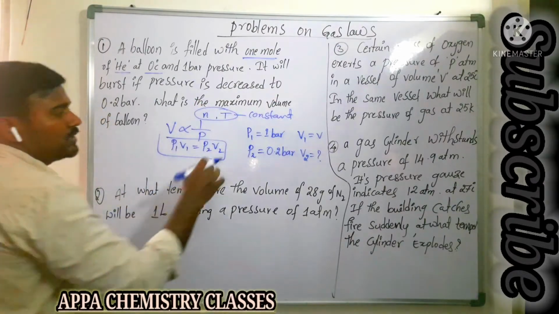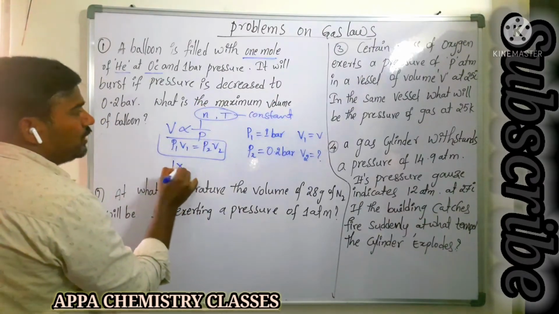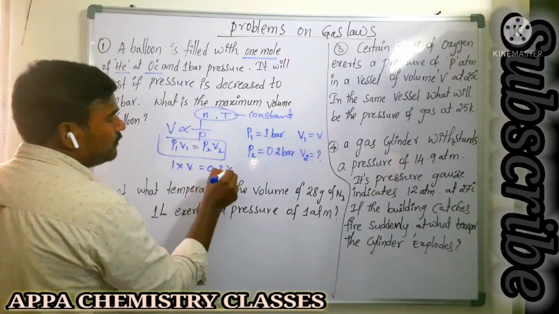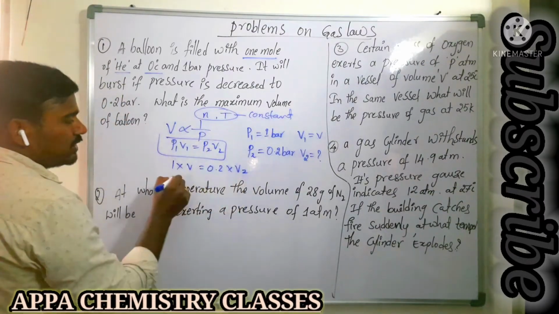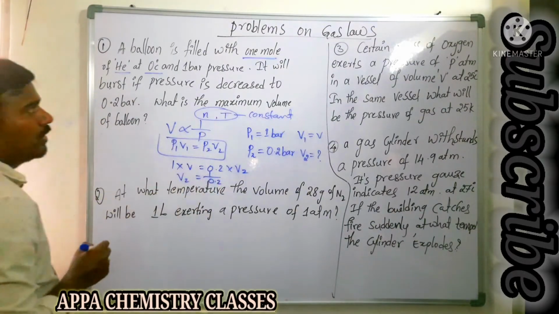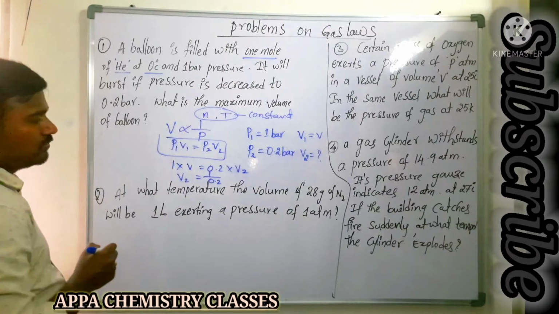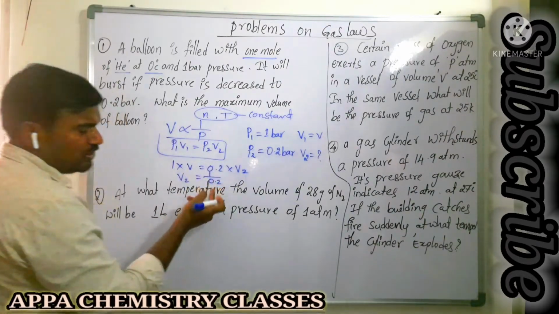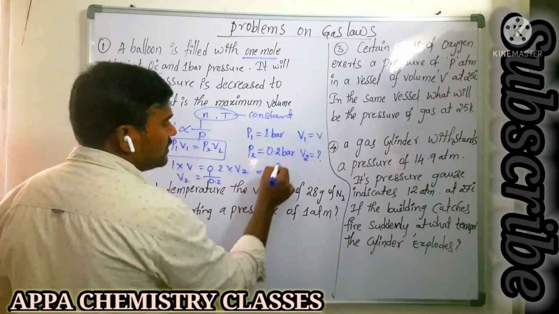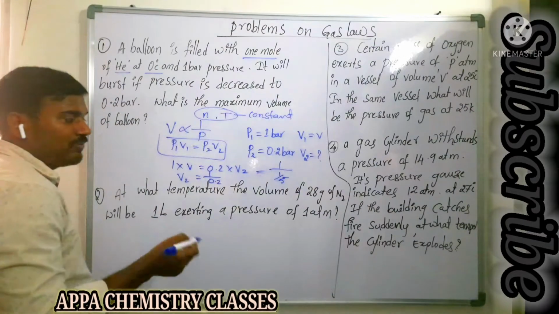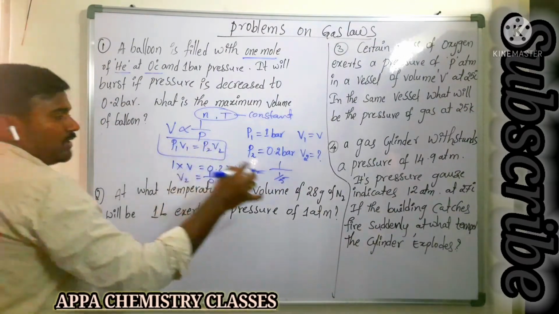Now you substitute all those. 1 into V is equal to P2, which is 0.2, into V2. So how much is it? V2 is equal to 1 by 0.2. 1 by 0.2, and 0.2 is nothing but 1 by 5, we can write it as. Is it or not? 1 by 5 is nothing but 0.2. So that will go up.